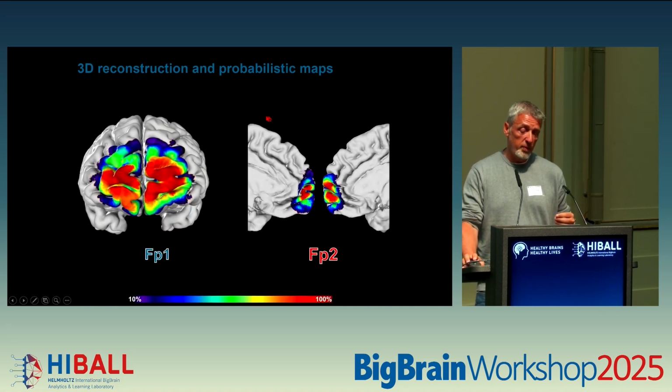And those maps build the basis of the Jülich Brain Atlas. Red means here that the specific area, in this case FP1, was detected in 10 out of 10 brains at the specific positions. And here in the periphery, you can see some blue and green colors, which means a lower probability, and this is the inter-individual variability, which is also included in those maps.